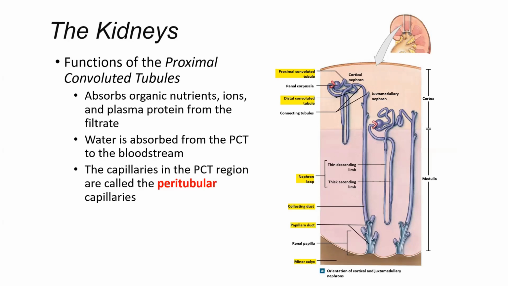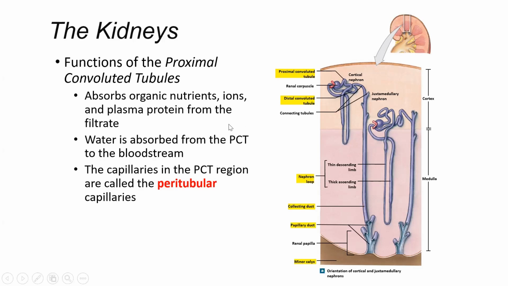So the proximal convoluted tubule is responsible for reabsorbing. It's going to be unregulated reabsorption. So it's going to reabsorb pretty much everything. It's going to reabsorb important nutrients, such as glucose and amino acids. It's going to absorb ions, such as sodium and chloride and potassium. It's going to reabsorb any type of plasma protein. So protein should not be in the filtrate. We'll talk about why that is going forward. But in the event that proteins do end up in the filtrate, the proximal convoluted tubule will reabsorb those things back into the vasculature. It's also going to absorb a lot of water.